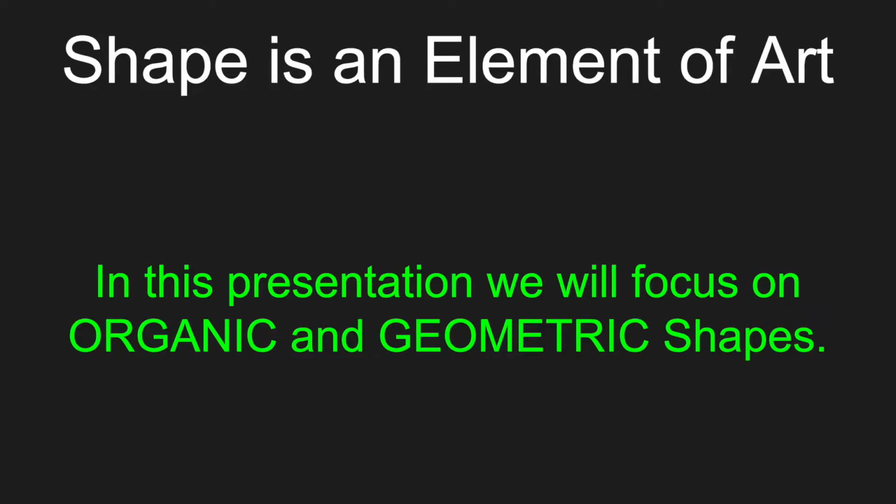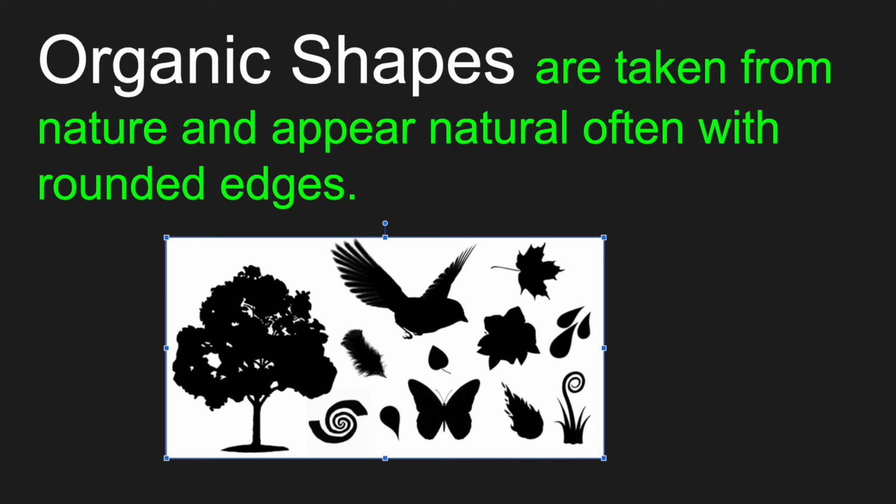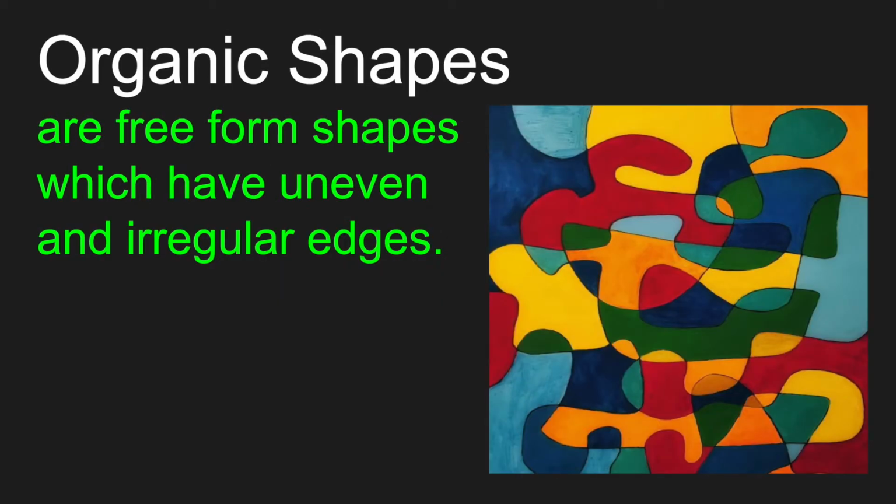We've already mentioned that shape is an element of art. In this presentation, we're going to focus on organic shapes and on geometric shapes. Organic shapes are those shapes that we pull from nature. They're rounded edges most of the time. They have free-form shapes with uneven, irregular edges. They really don't have specific names. Yes, we could name some of them like birds and butterflies, but each time we made them, they would be a little bit different. And so they don't have specific names like the geometric shapes do. They're just natural shapes taken from trees and birds and butterflies and all kinds of animals and even blobs.